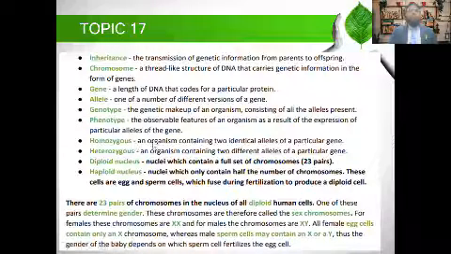Now, homozygous, an organism containing two identical alleles of a particular gene. Heterozygous, an organism containing two different alleles of a particular gene. Diploid nucleus, a nucleus which contains a full set of chromosomes, that is 23 pairs. 23 pairs means 46 chromosomes. And if the nucleus has a half number of chromosomes or one set of chromosomes, meaning 23, it is named the haploid nucleus.